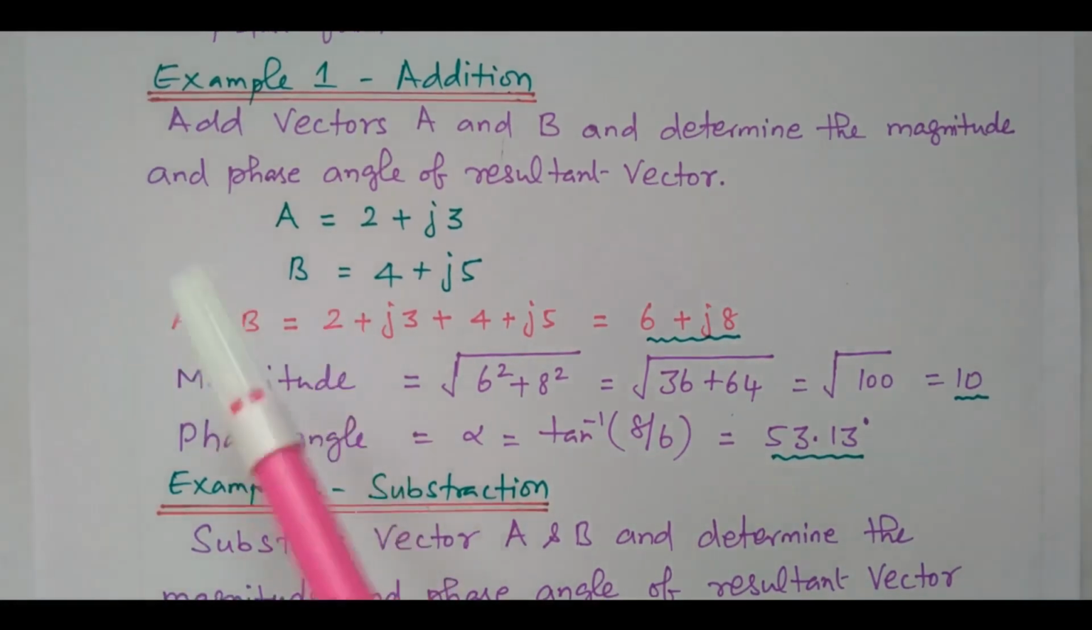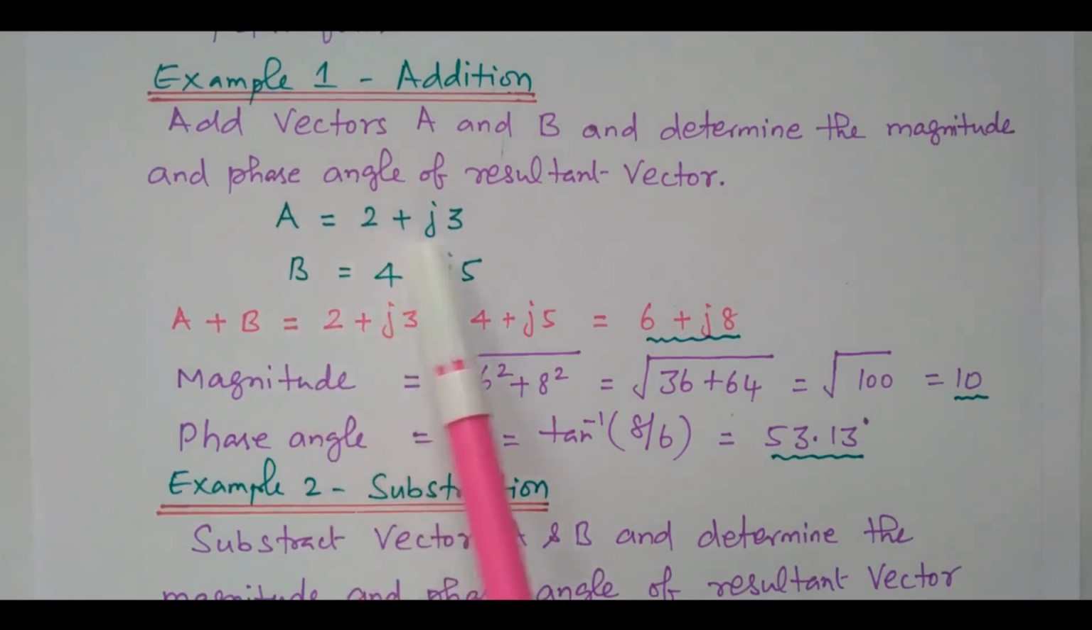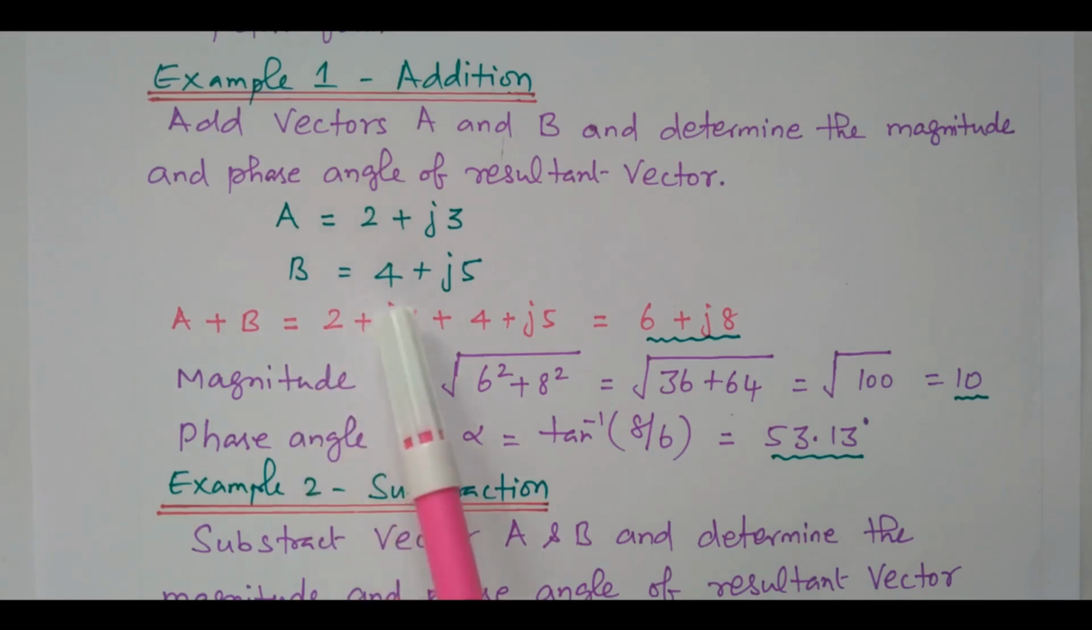So first we will see example 1 for addition. We already discussed that for addition and subtraction we can use the rectangular form, and for multiplication and division we can use the polar form. So here two vectors are available, A equal to 2 plus j3, B equal to 4 plus j5. The question is we need to add both the vectors.